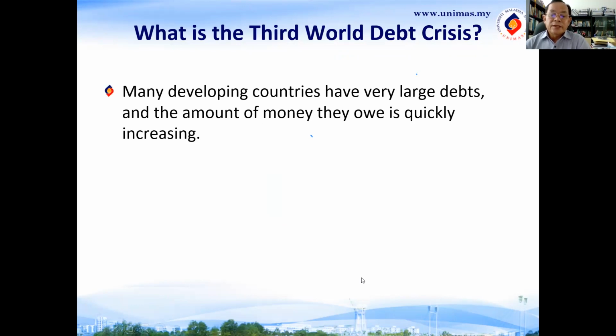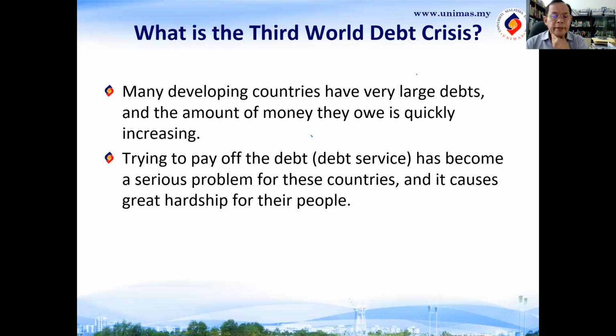Okay. So many countries having borrowed so much, they have large debts, and the amount of money they owe is quickly increasing, but they are having difficulty paying back because of the poor performance of the investment from the money that was borrowed. So it is not bringing much money, it doesn't generate much income. So poor countries are trying to pay off the debt.